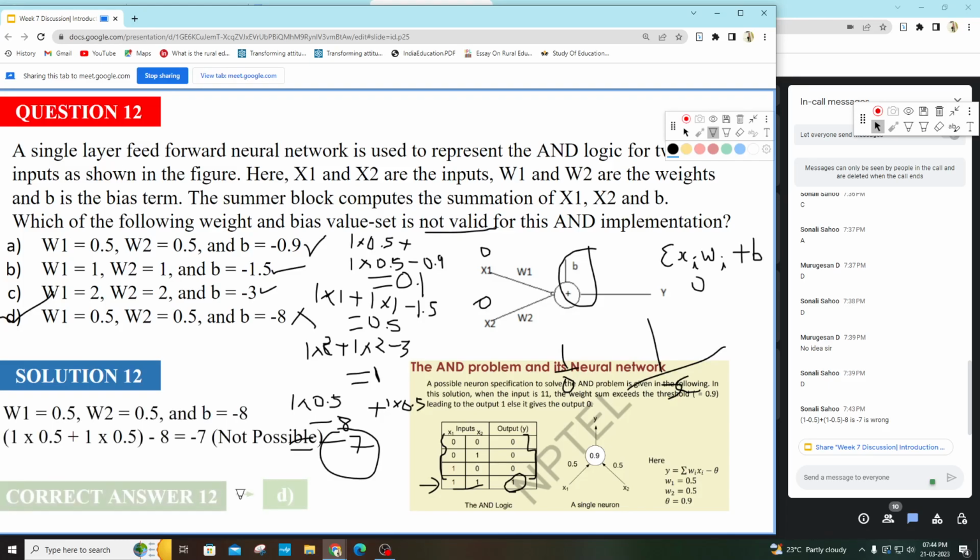Okay, is this clear? Why is D not possible? D is not possible because the answer is coming minus 7. It is not between 0 and 1, and it is coming in negative. That is why D is the correct answer. Okay, is this clear?